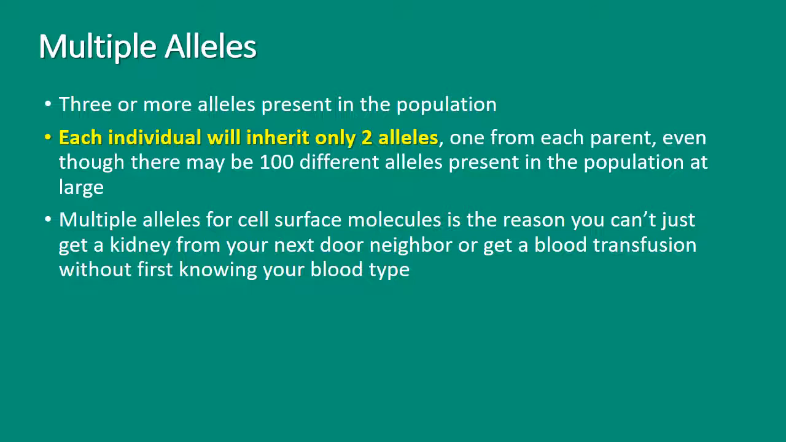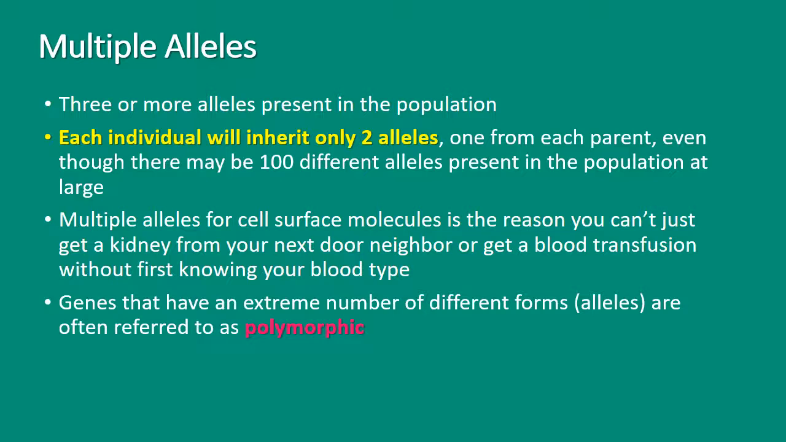Now, this is actually the proteins that are found on the surface of your cells when they do tissue typing. So if you need a bone marrow transplant or a kidney transplant or something like that, and you go on the UNOS waiting list, they have to find a match for you. That's because there are so many different alleles for these different proteins in the population that it's hard to find that one person that has the exact same proteins as you. So these genes that have a bunch of different alleles are often referred to as polymorphic.